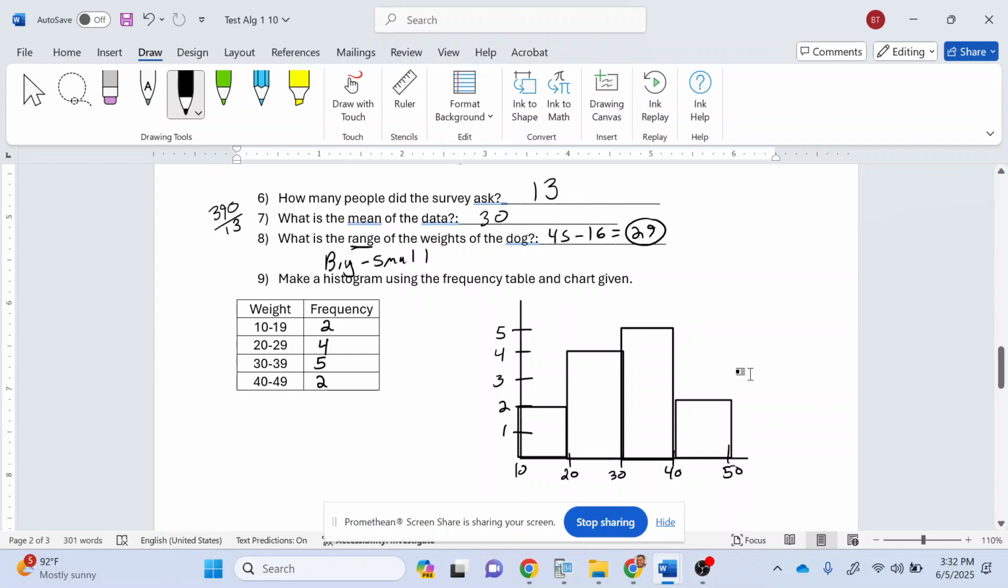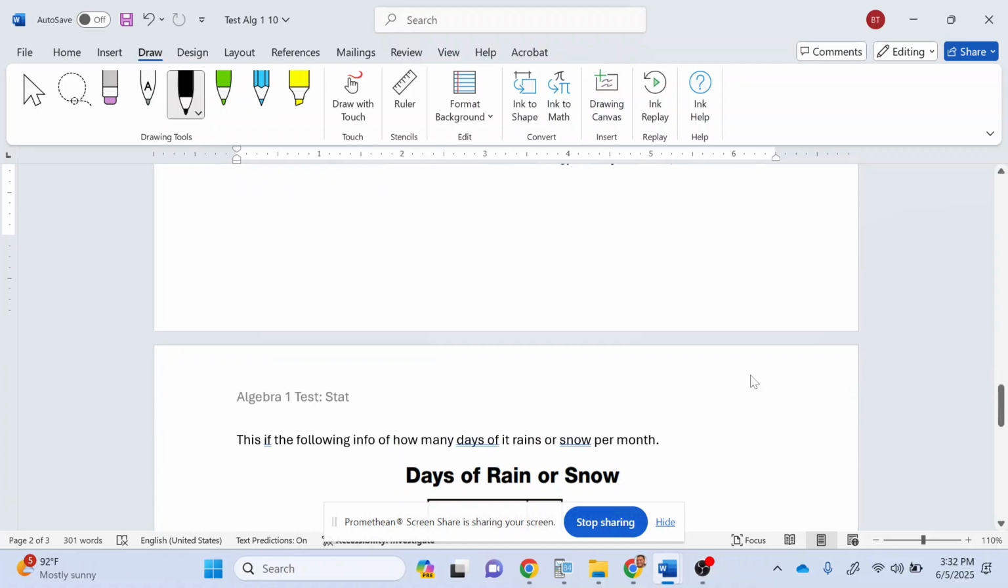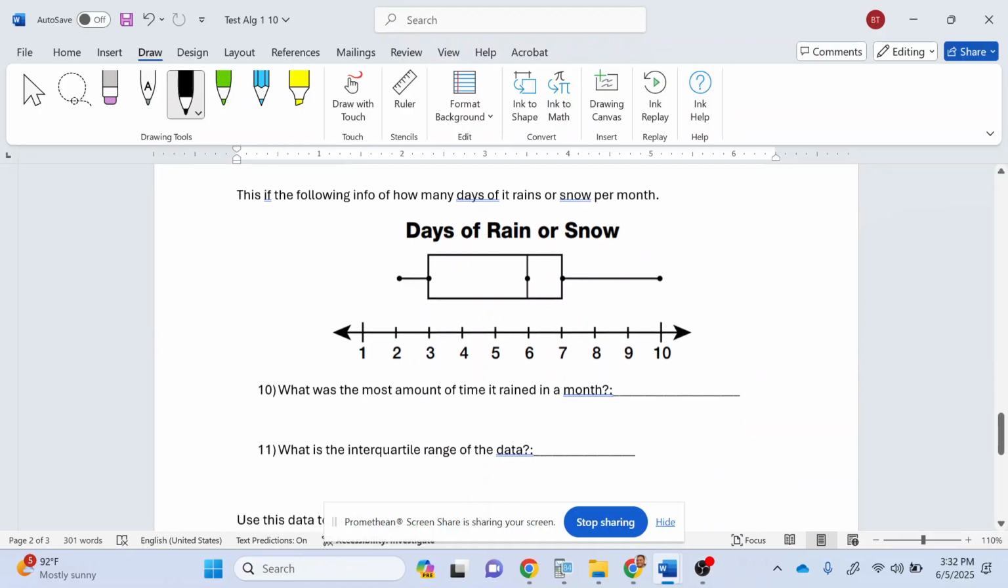And then there's your histogram. All right. No problem. Pay attention then.